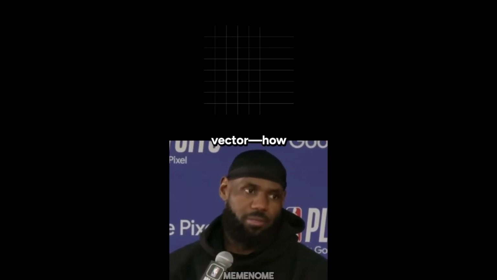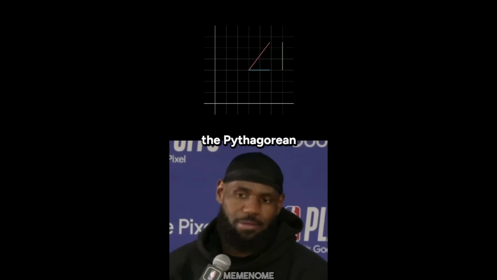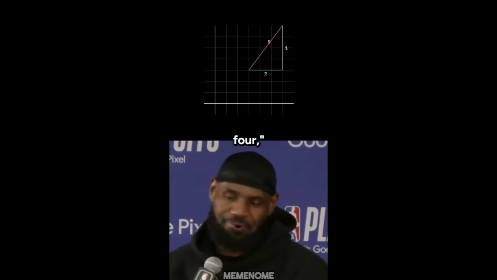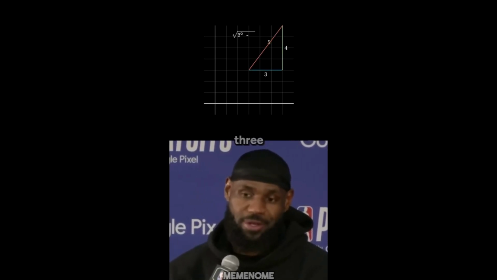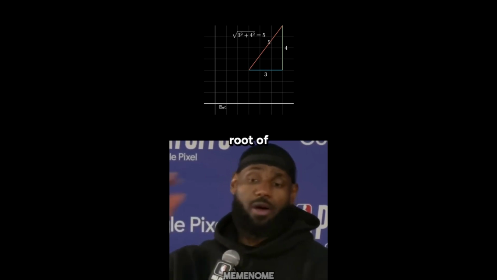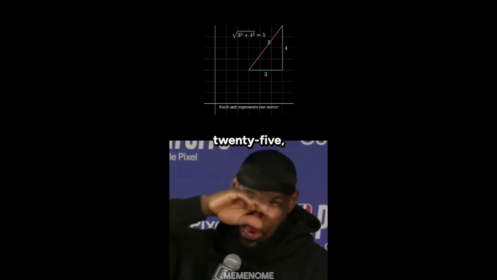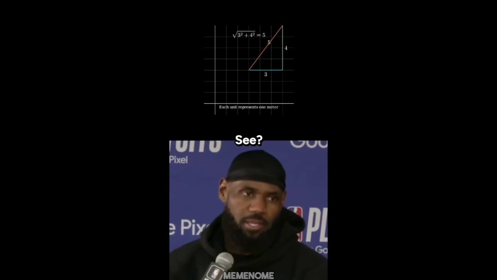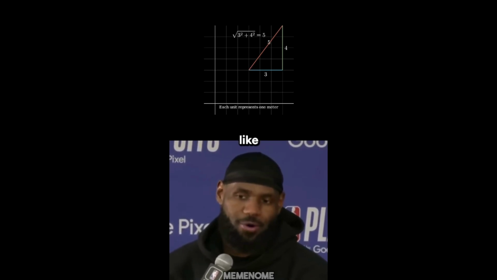The length of a vector, how far it actually takes you, uses the Pythagorean theorem. For a vector (3, 4), the length is the square root of 3 squared plus 4 squared, which is the square root of 9 plus 16, which is the square root of 25, which is 5. See, that geometry class is finally paying off, just like all those hours in the gym.